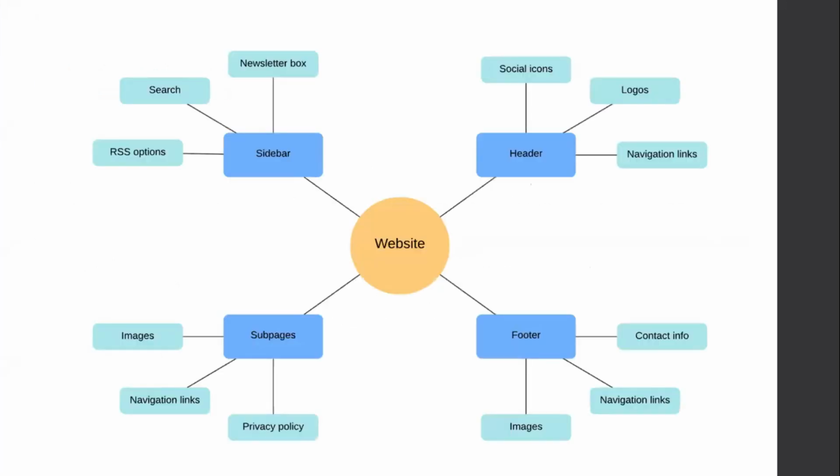So this is an example of a spider map graphic organizer. It talks about the main topic, which is website, and has major subtopics, which are header, sidebar, subpages, and footer. And each of these major subtopics has their own subtopics under them.